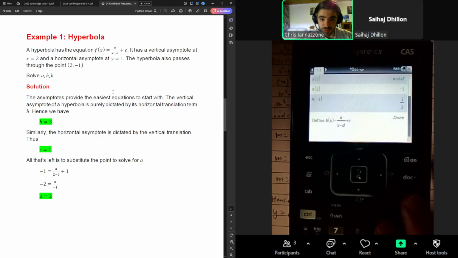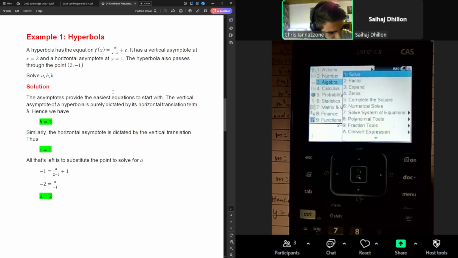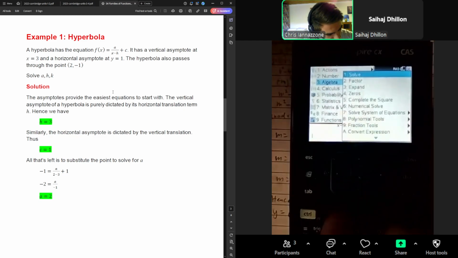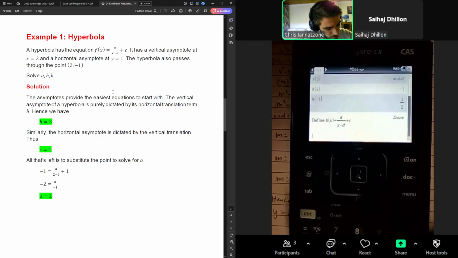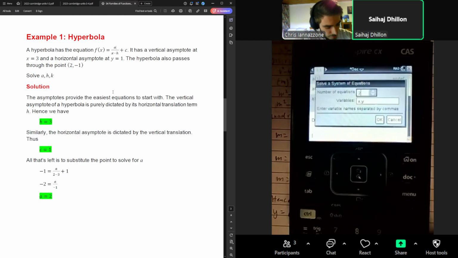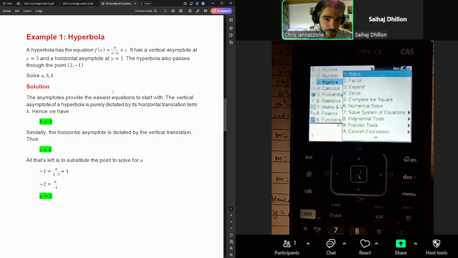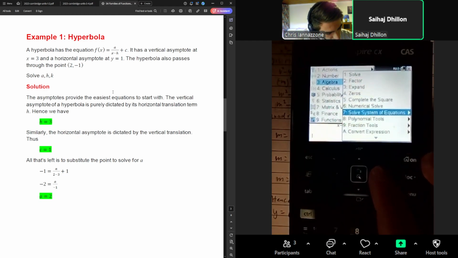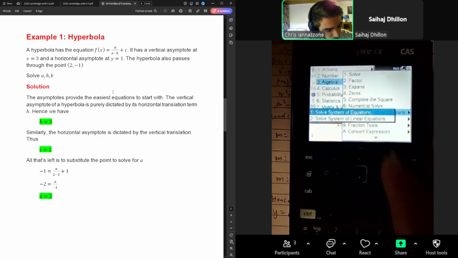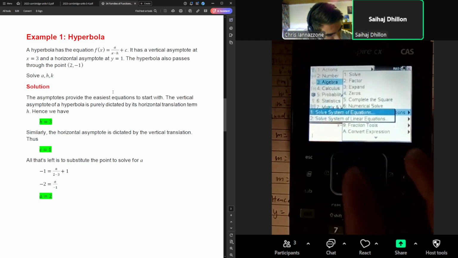Now, for the simultaneous, menu, algebra, or just hit the button 3, solve system of equations, and then again, solve system of equations. Could you do that one more time? Yep. So, menu, algebra. Got that? Solve system of equations is number 7. Yeah. And then number 1 again, solve system of equations. Yeah. Yep, nice.